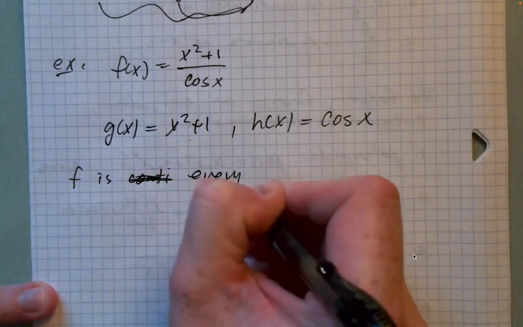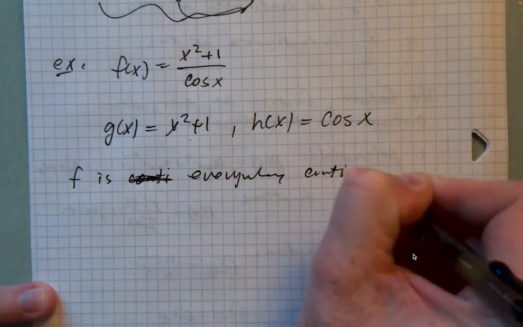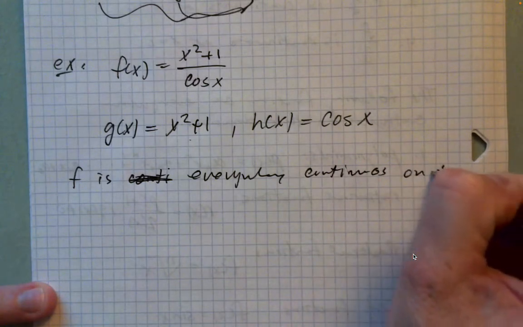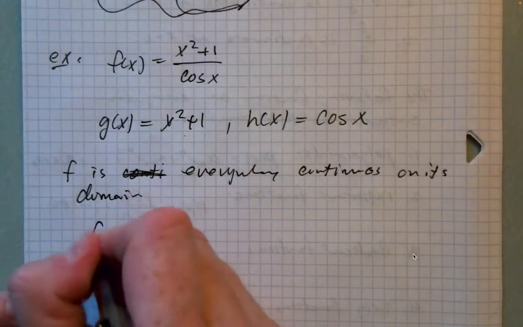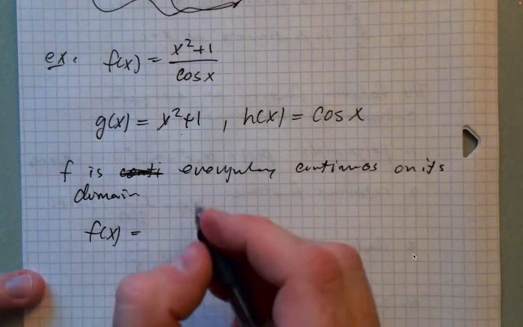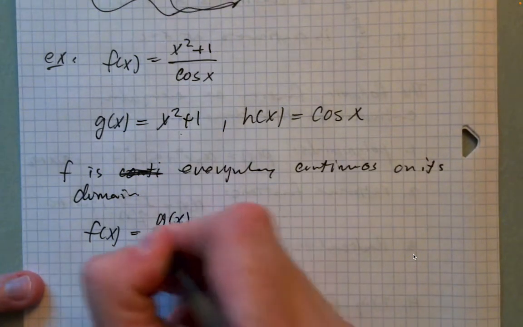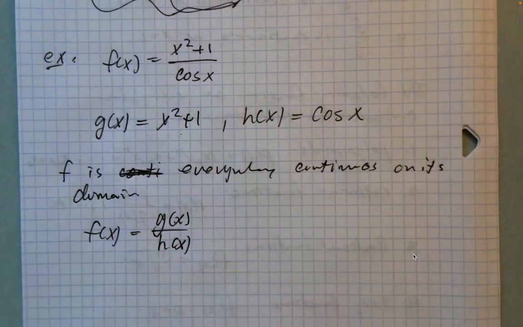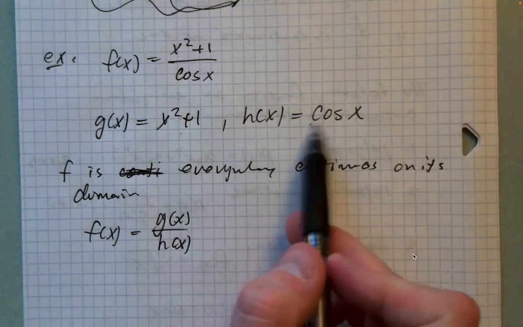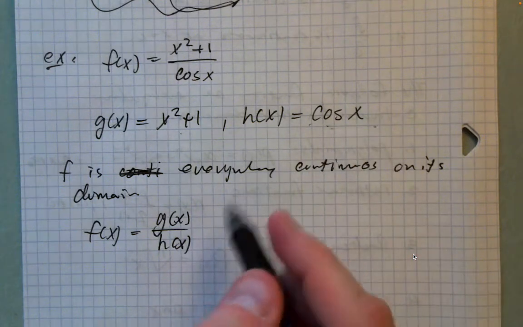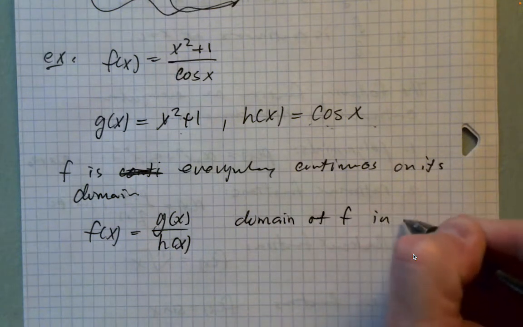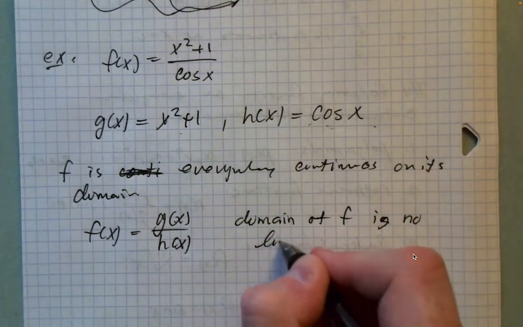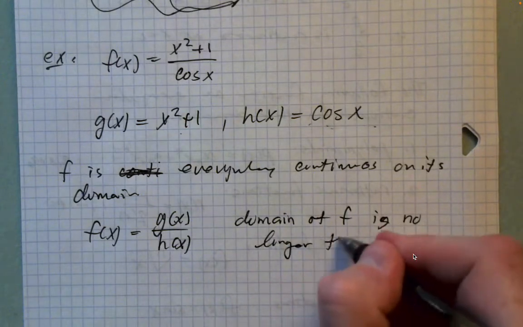Well, we could say it's everywhere continuous on its domain. All right, but we have to be a little bit careful, right? Because we do get the everywhere continuous feature from this. So that guarantees that f of x is everywhere continuous on its domain, but we do have to consider its domain, right? Because the cosine of x can equal 0, right? So the domain of f is limited. So it's no longer the whole real number line.